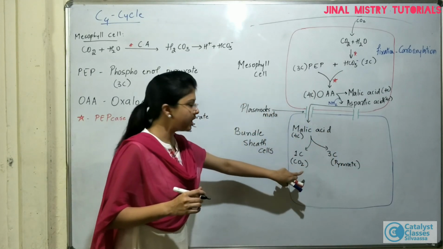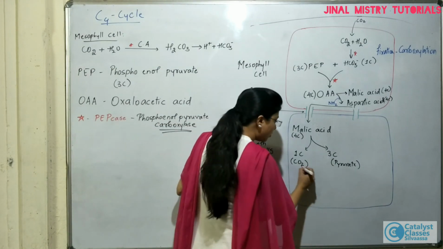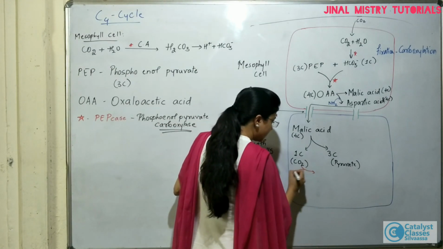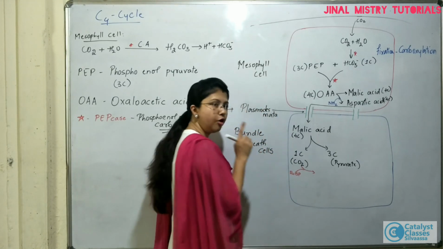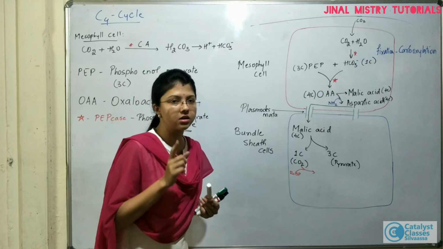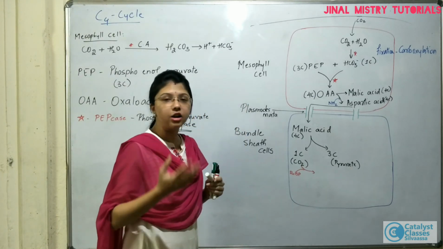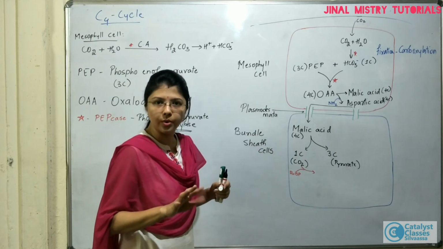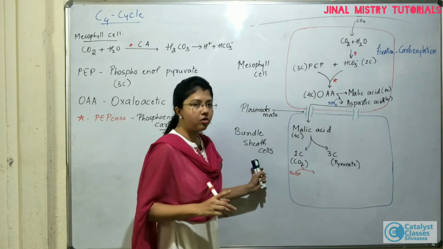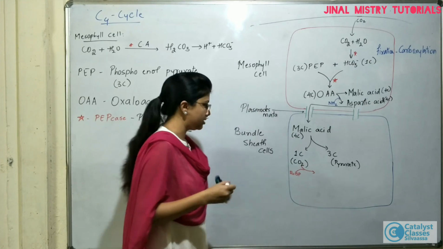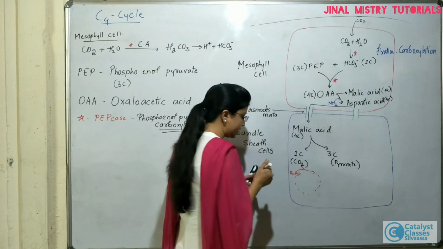The carbon dioxide released in the bundle sheath cell will now combine with RuBP in the presence of rubisco. Remember, we just discussed in the earlier video that mesophyll cells have a granal chloroplast where there is no rubisco present, whereas the bundle sheath cells have an agranal chloroplast where the rubisco enzyme is present. So here basically what is going to take place is the C3 cycle.